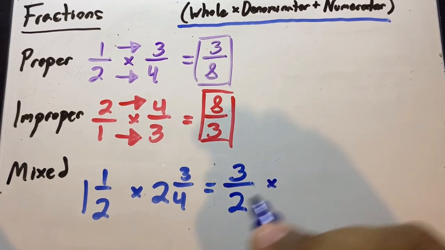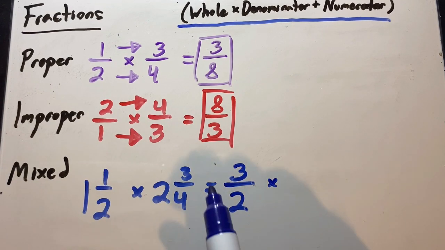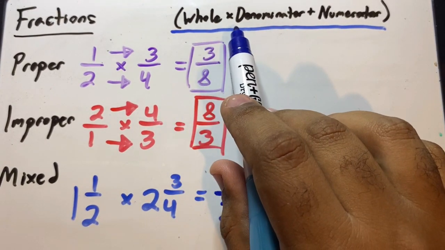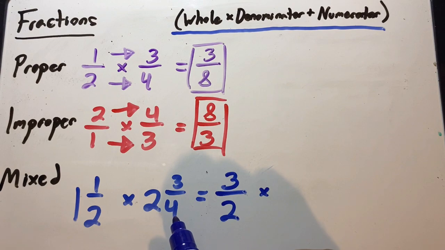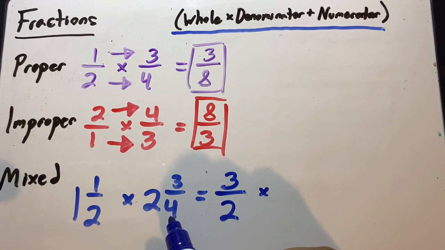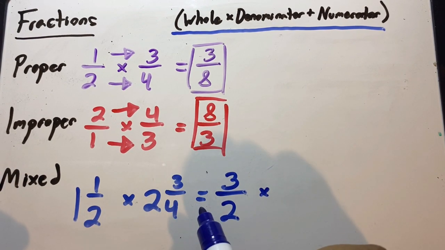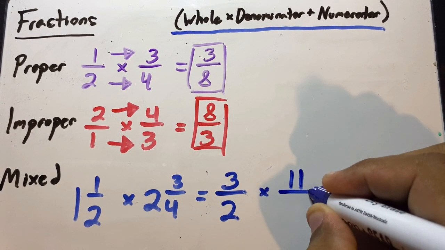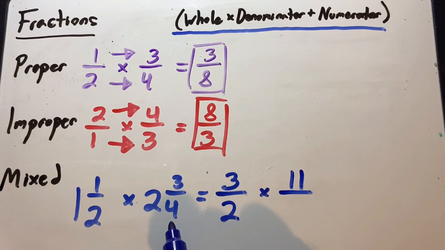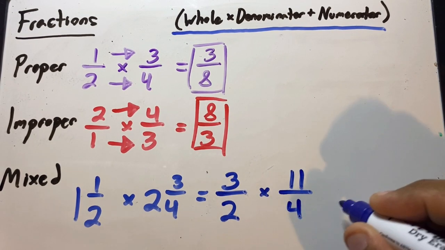Now the next part is the next mixed fraction. Same thing, the whole number times denominator plus numerator. So the 2 is the whole number, the 4 is the denominator. So 2 times 4 is 8. And now we're going to add the numerator, which is 3. So 8 plus 3 is 11. So the 11 goes on top. And then the 4 in the bottom does not change. So it'll go here as well.